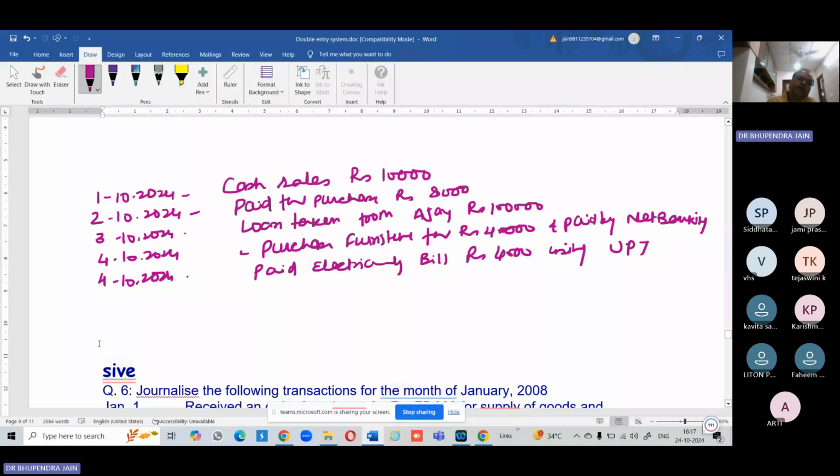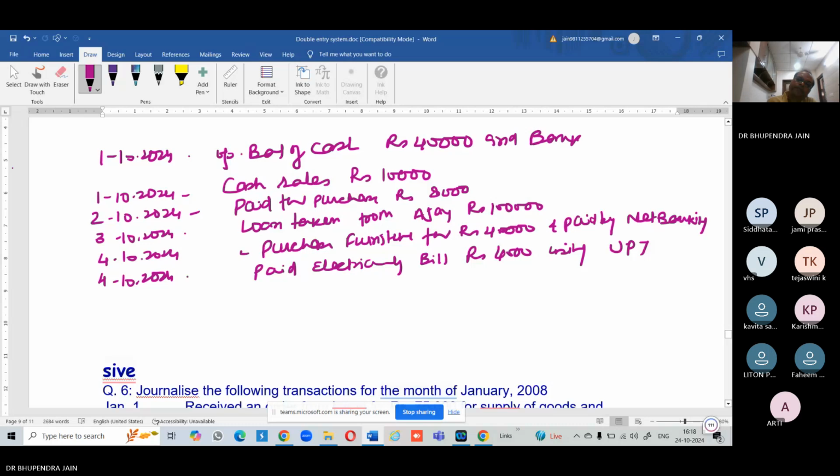Suppose it is written that on 1st of October 2024 the opening balance of cash is rupees 40,000 and bank rupees 80,000. Suppose, beta, the opening balance of cash and the opening balance of bank are given, and some of the transactions are given related to the bank and related to the cash.